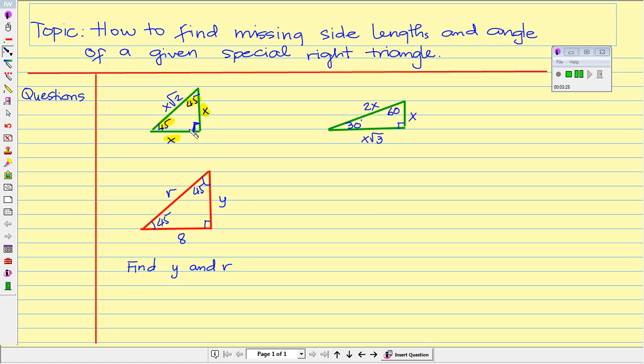Again, we can look at the special right triangle 45, 45, 90. We can see that the two legs must have the same length, so we can conclude that Y is 8. Now R, which is the hypotenuse, the longest side, is x times square root of 2. In this case, my x is 8, so R is 8 times square root of 2. Pretty good.